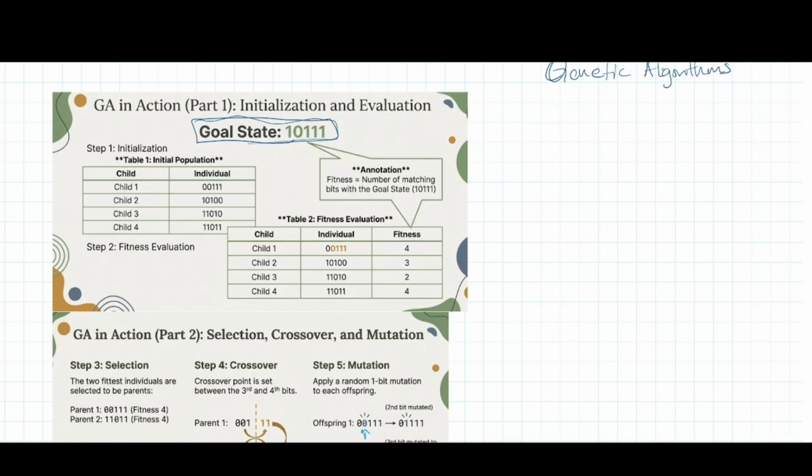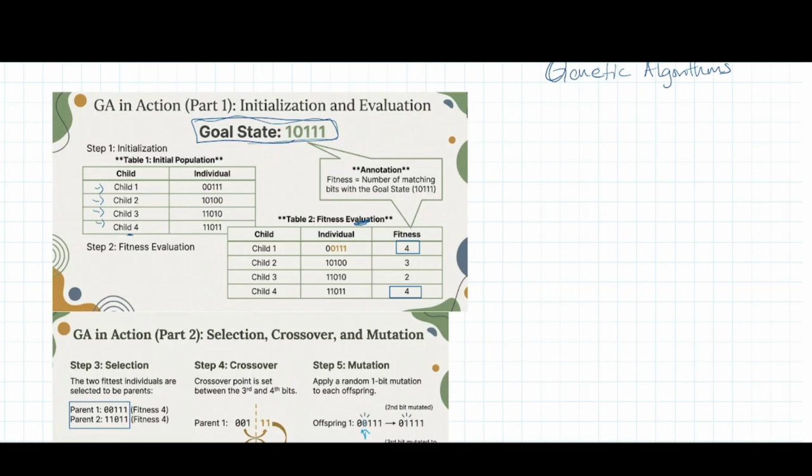So in this case, we have been given an initial population. We have four children. By the way, this is produced by Notebook LM. Next, you have fitness evaluation, the values. So the fitness score for the first child is 4. The second child is 3 and the third child is 2. The fourth child is 4. We pick the best two. In this case, the best two are child 1 and child 4. So these act as our parents for the next generation. So we have picked them.